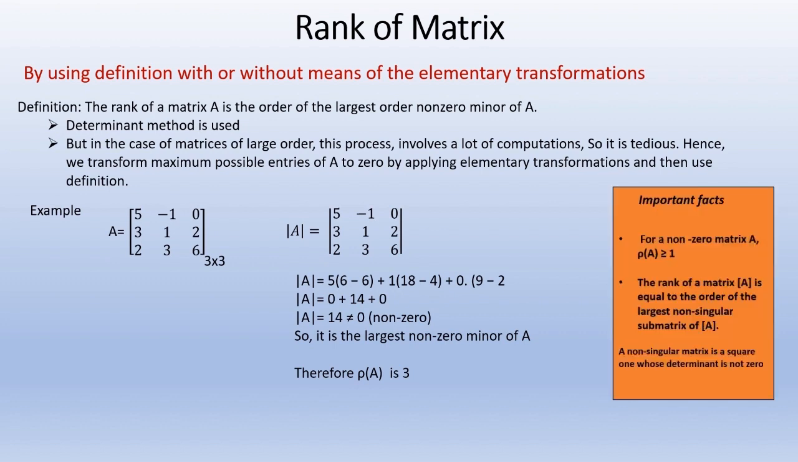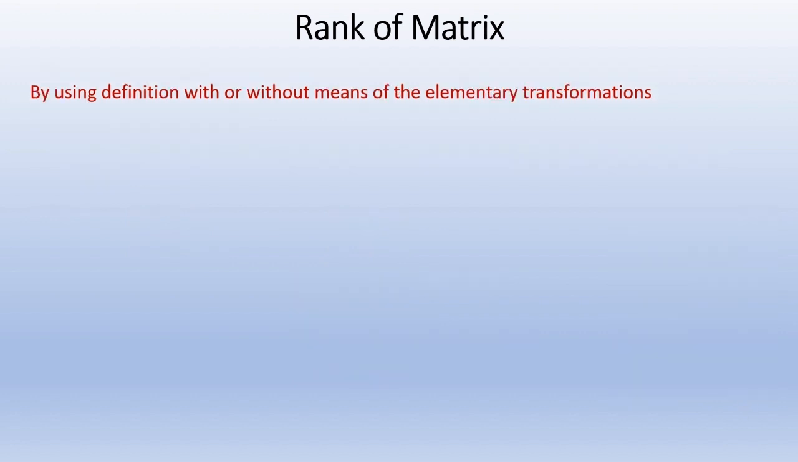Point to remember. For a non-zero matrix A, rank is more than or equal to 1. The rank of a matrix A is equal to the order of the largest non-singular submatrix of A. A non-singular matrix is a square one whose determinant is not zero.